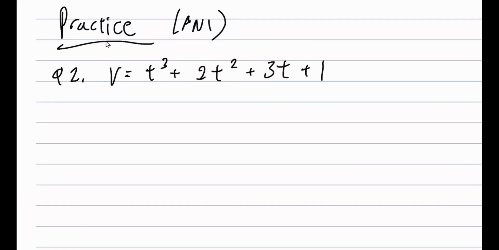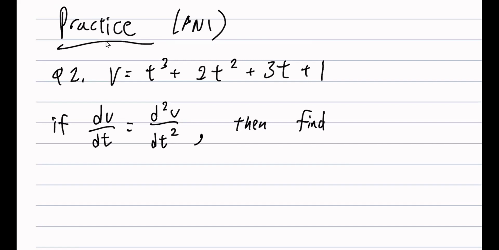I just changed the letters y and x to v and t, respectively. Find the values of t for which dv by dt equals d2v by dt squared. If this is true, then solve for t. Solve for t, yes.